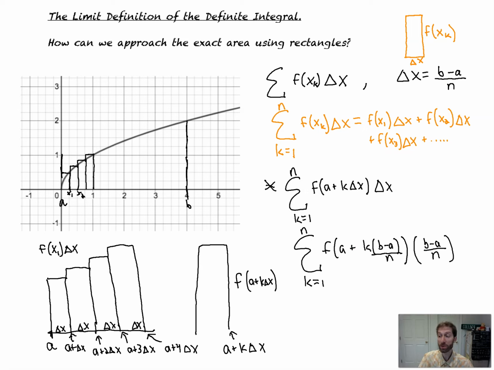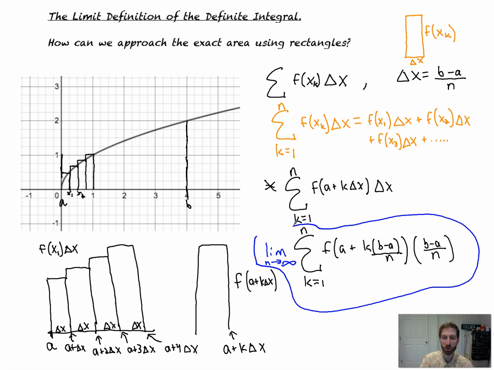Now there's one big piece we've got to add on there. I'm going to put it in blue. We need n to go to infinity. We need infinitely many rectangles. So that would be the limit as n goes to infinity. This right here, I'll circle it, put that in quote marks, circle.